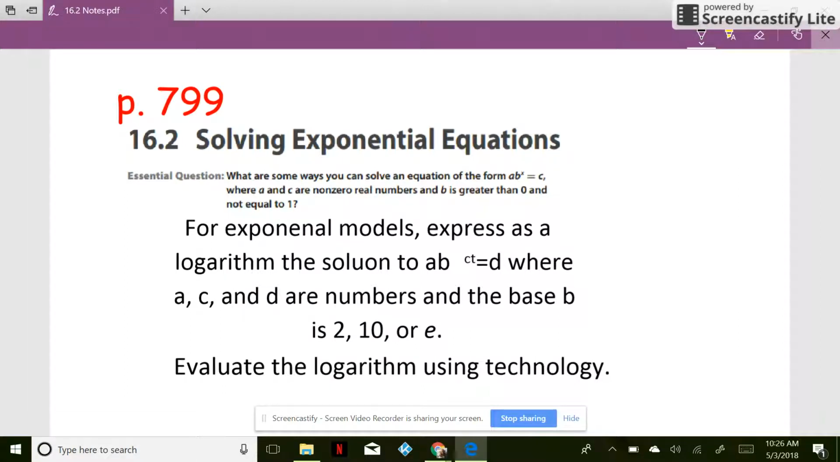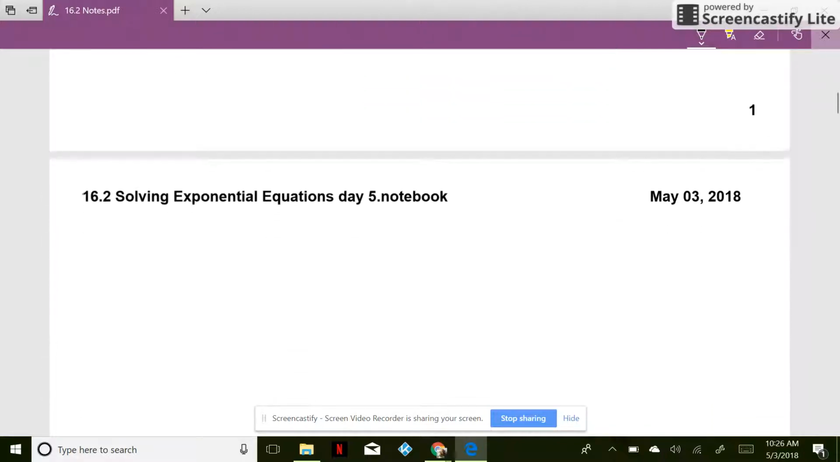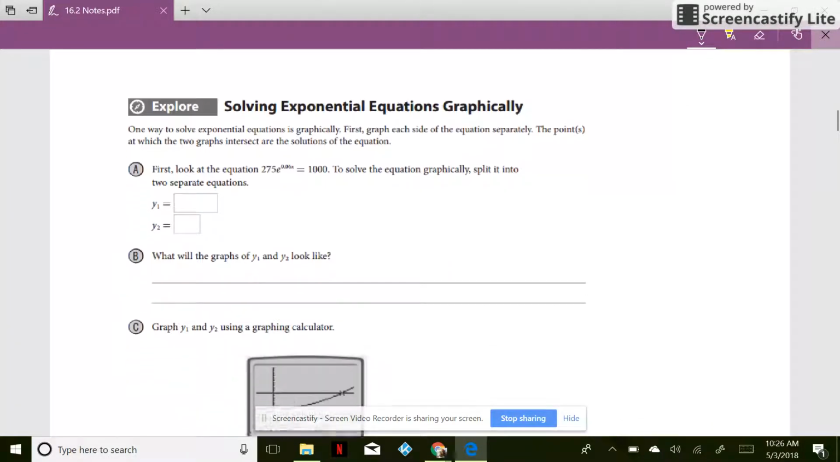We're working with section 16.2, solving exponential equations. So in these problems, they're going to work a little differently. We're going to have to take the logarithm of both sides.